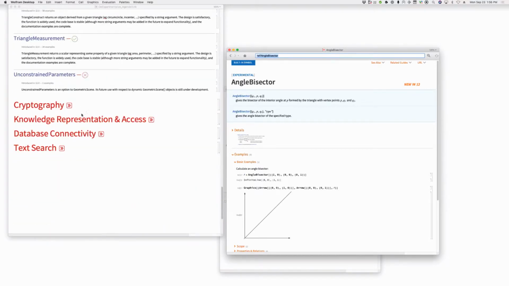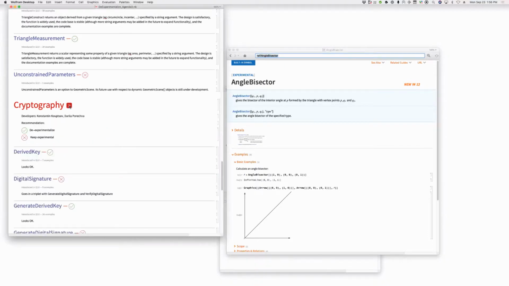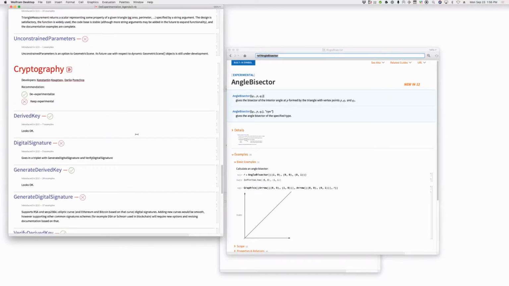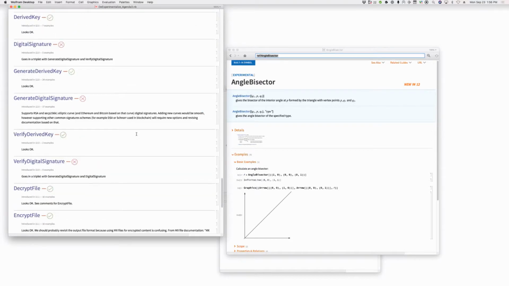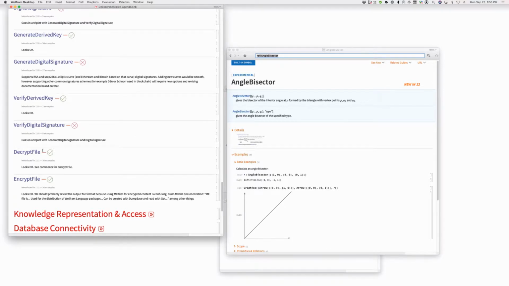Okay, let me just look ahead here and see whether there are other things here which are more obvious. Yeah, these can be de-experimentalized.